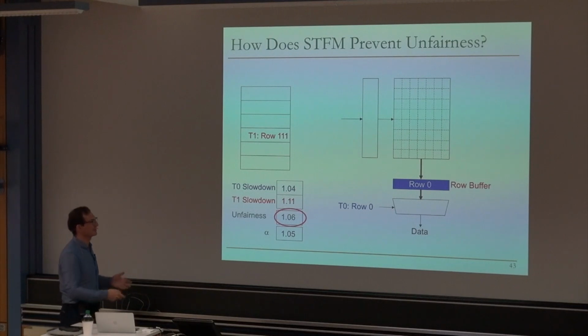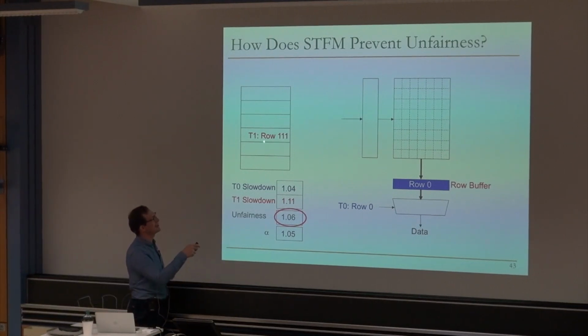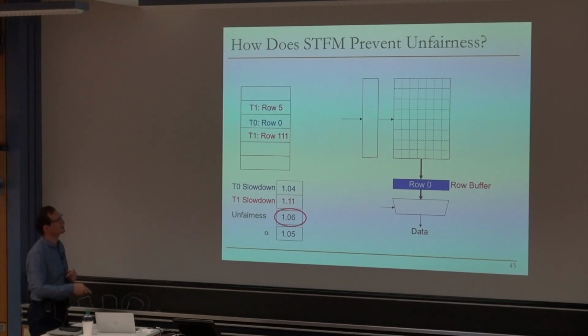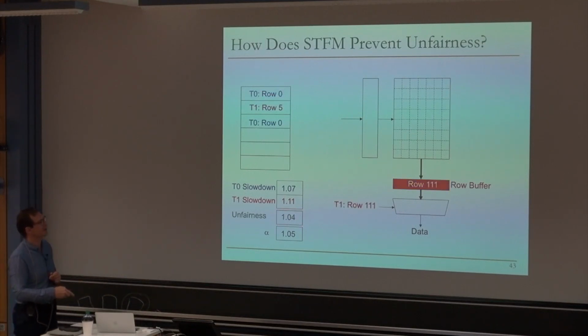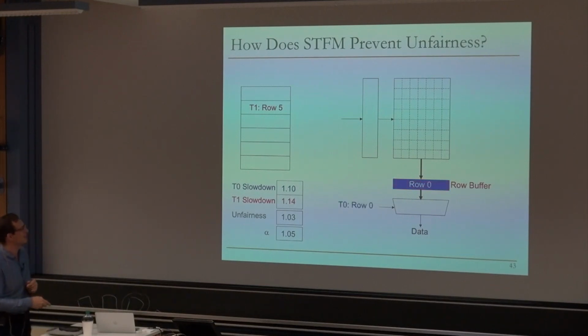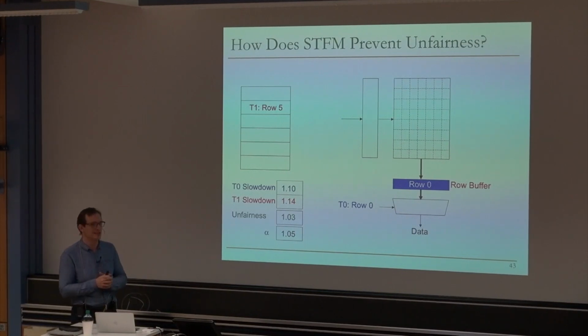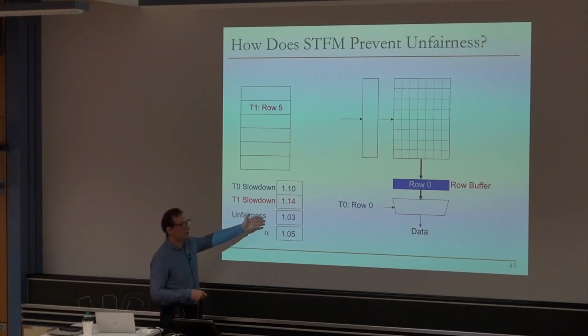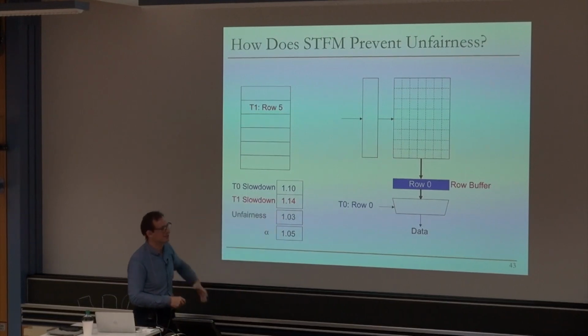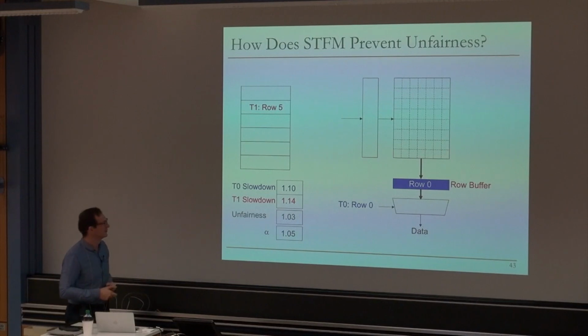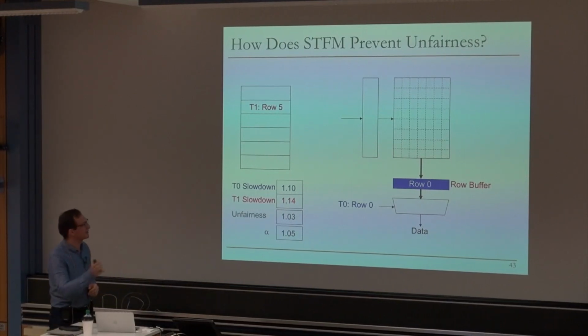But at some point, slowdown becomes intolerable again because you delayed this thread a lot, and you switch back to the fairness-oriented scheduling policy. And this keeps going on and on, as you can see over here. You keep switching between the fairness-oriented and throughput-oriented scheduling policy, and the unfairness is hopefully in check. Does that make sense? Of course, if we set unfairness to 1, we would never be able to exploit row buffer locality easily in this case. So setting unfairness to something greater than 1 is good. And the paper actually explores that value.